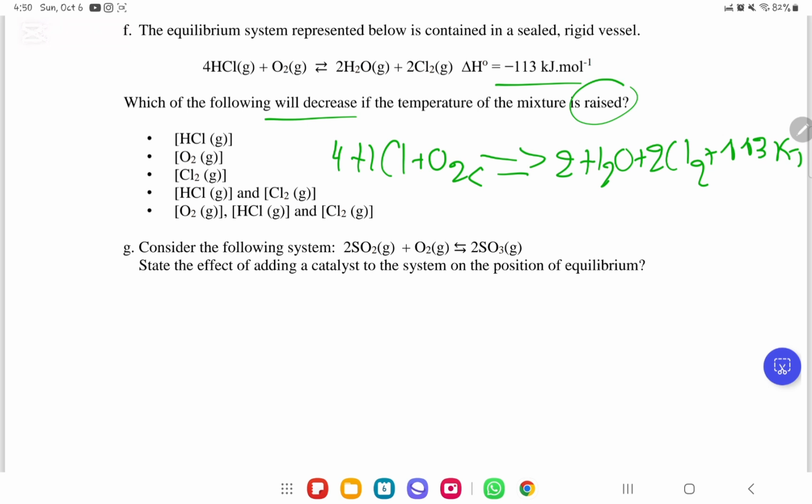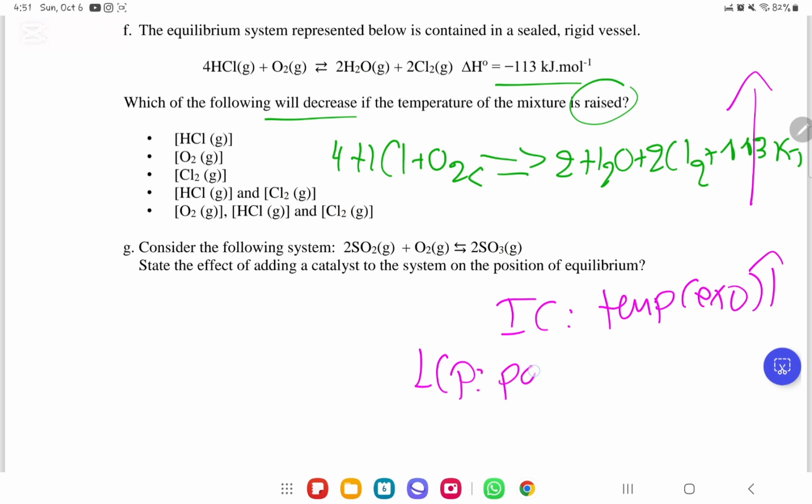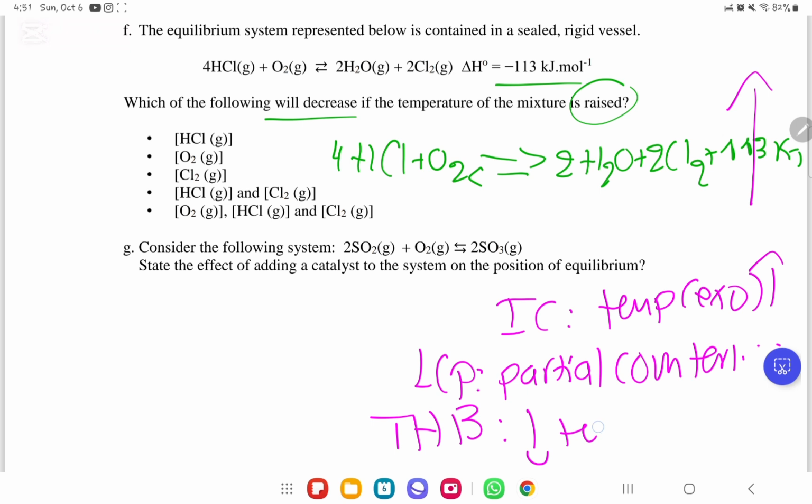Okay? Now, they're telling us if the temperature of the mixture is raised, so the temperature here is increased. This is our imposed change. Temperature of exothermic is increased. According to Le Chatelier's principle, there is a partial counteraction. So I'm going to write partial counteraction. How does this partial counteraction happen? It will happen by decreasing the temperature of our exothermic reaction.